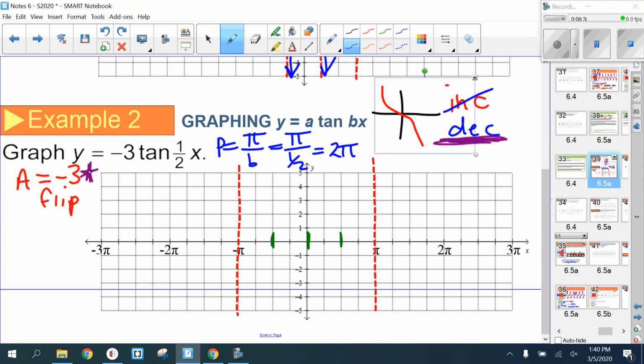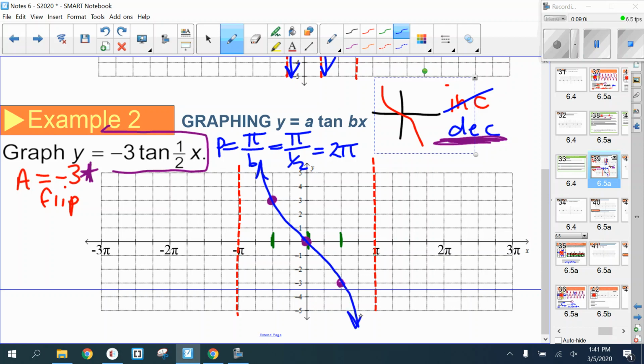You're plugging in 1 green tick mark is pi over 2, 1 green tick mark is 0, 1 green tick mark is negative pi over 2. Feel free to plug all those into this formula and see what you get. But I know the pattern. Because this is going to be decreasing, I just take my dots and I go, okay, 3, 0, negative 3. That's going to make this decreasing. So line up your numbers with those green tick marks, and just make sure that you've got a decreasing curve.